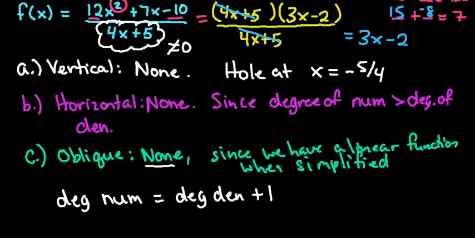So I will do other examples where there are vertical, where there are horizontal, and where there are oblique.